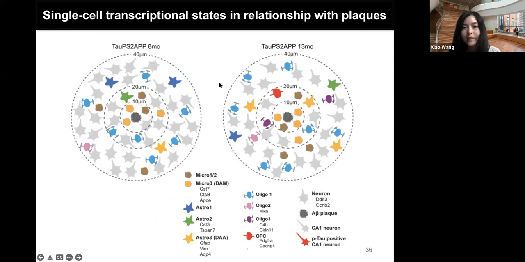This is just a summary of the subtypes of these disease-associated cell populations, as well as gene markers. But in the future, we do want to apply this to real human tissues to see what we can discover there. So this is still an ongoing effort.